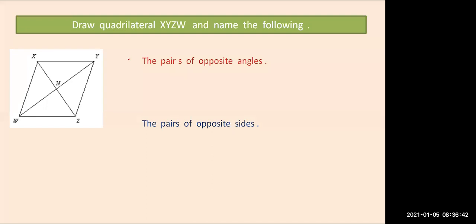The first is you have to name a pair of opposite angles. If you are not able to name the angle with 3 alphabets, you can name the angle with 1 alphabet also. The pair of opposite angles. Tell me, which are the opposite angles in the figure that we are seeing on the screen? Just unmute yourself and give the answer.